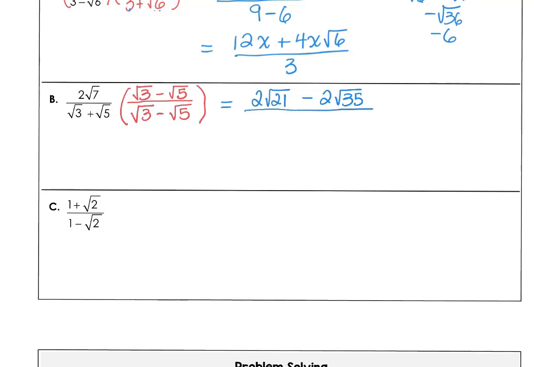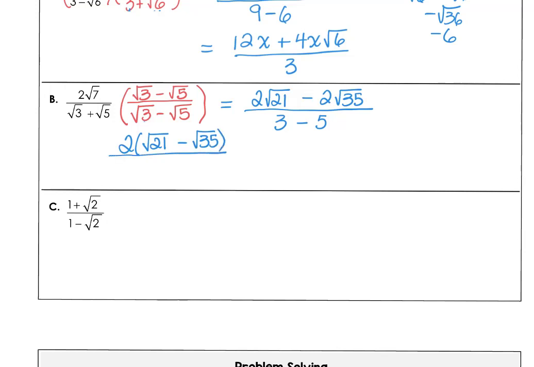And same thing on the bottom. If we have radical 3 times radical 3, that's going to be 3. And then radical 5 times negative radical 5 is going to be minus 5. Combining those like terms, we can get 2 square roots of 21 minus 2, well, since they both have 2, let's factor out that 2. Let's look at it that way. So we can say 2 on the top times the square root of 21 minus the square root of 35.